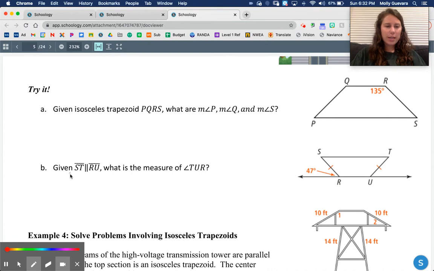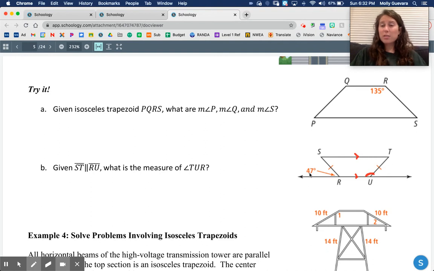The last one here, I'm given that ST and RU are parallel, so this is an isosceles trapezoid. What is the measure of TUR? So this is what I'm trying to find right here. The only information I'm given is that this is 147. Well, if that's 147, I should be able to find this one, because they are supplementary. They add to 180. So if I do 180 minus 147, that tells me that this is 33.